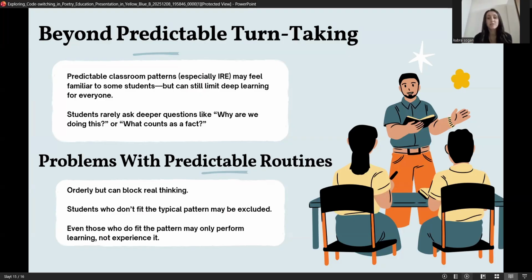And problems with predictable routines: orderly but can block real thinking. Students who do not fit the typical pattern may be excluded. Even those who do fit the pattern may only perform learning, not experience it.